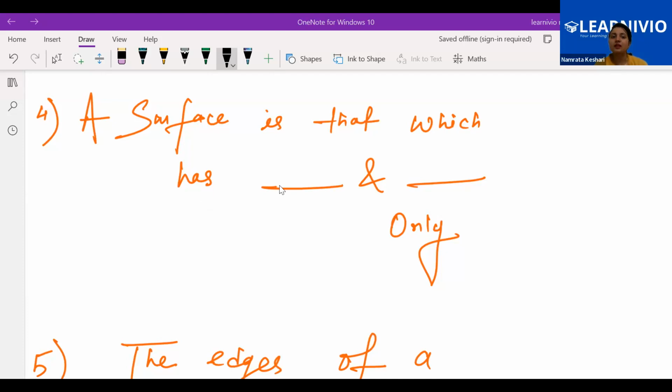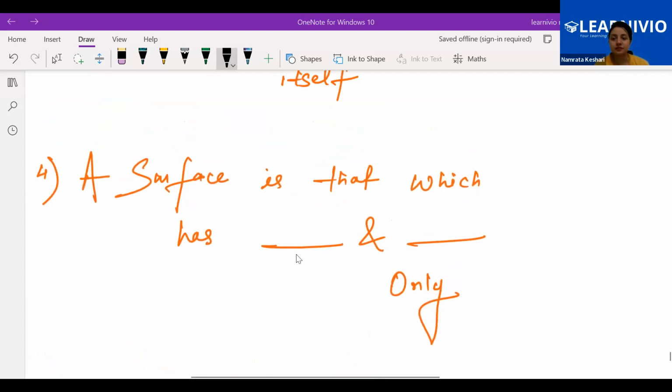Okay. Now the next one. A surface is that which has dash and dash. Length and breadth. Yes, Bharti. Length and breadth. Yes, it will be length and breadth. A surface is that which has length and breadth. We have seen the surface, we have discussed it in detail. That surface has just length and breadth.